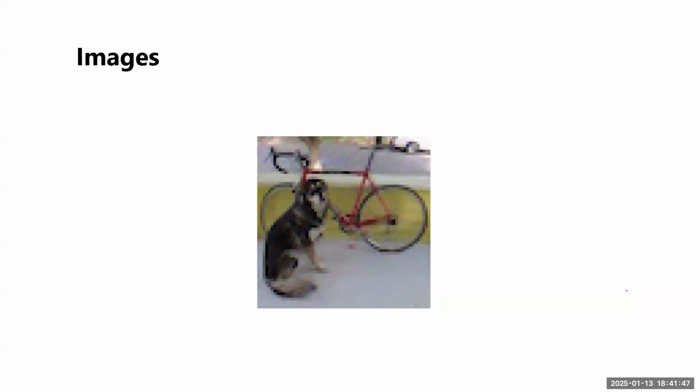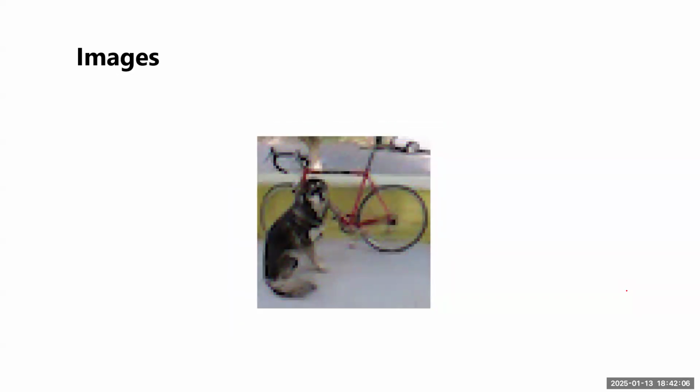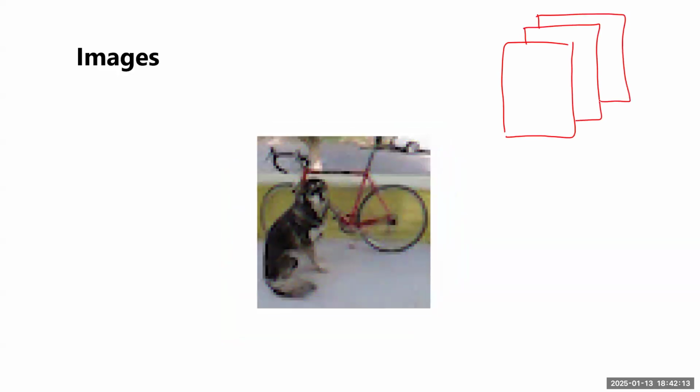But the minimum required number of bases is always 3. You need at least 3 colors. Nothing less than that. Okay? That's why they decided to represent the color image as 3 layers concatenated to each other. So for the color image, I will have 3 layers that represent the image.